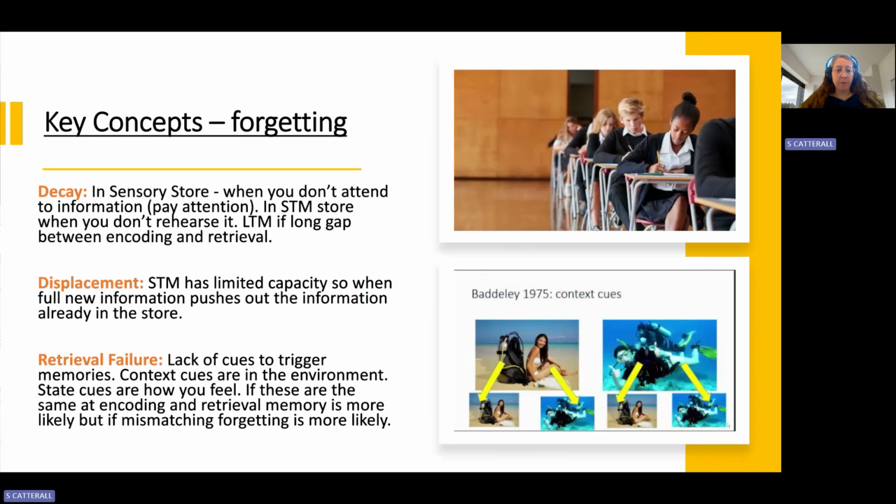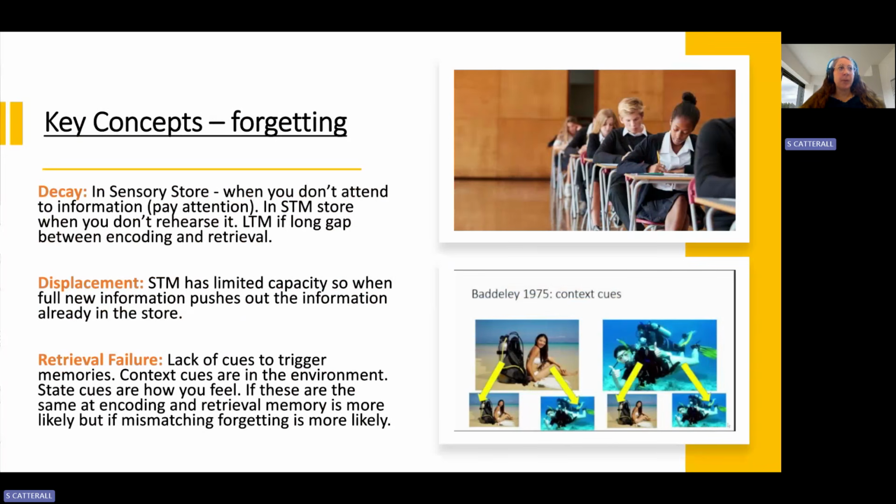And then in long-term memory, the belief is that everything's in there that you've obviously paid attention to and rehearsed, but you need a cue to be able to access it. So if you've forgotten anything, it's because you've not got that cue. And the cue is something that was present at encoding. So when you made the memory, it also has to be present at retrieval.